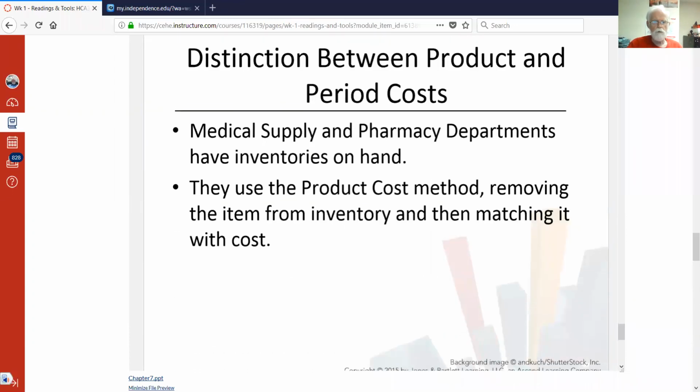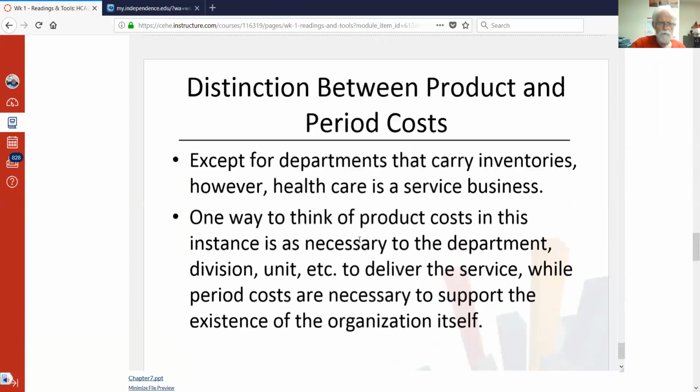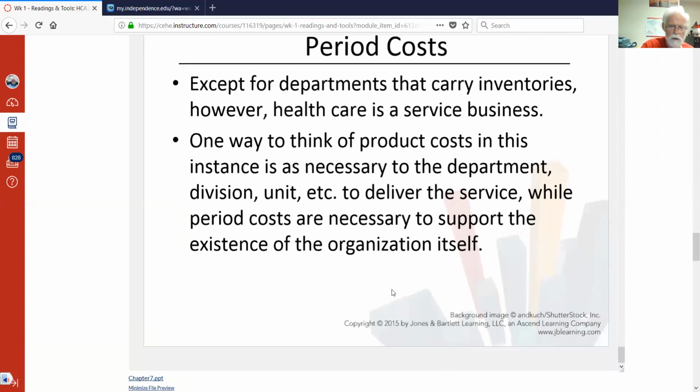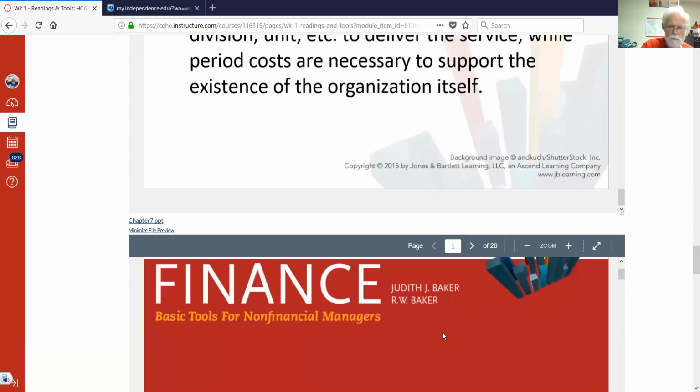Medical supply and pharmacy departments have inventories on hand. They use the product cost method, removing inventory and then matching it. Healthcare, however, is a service business. One way to think of product costs in this instance is that they are necessary for the department to deliver the service, while period costs are necessary to support the existence of the organization.